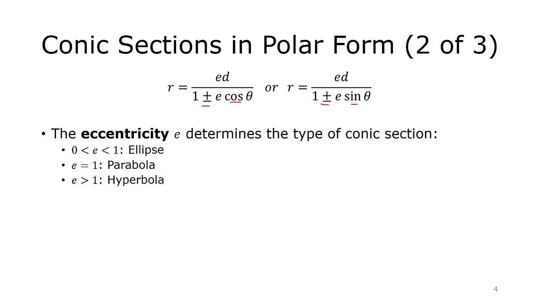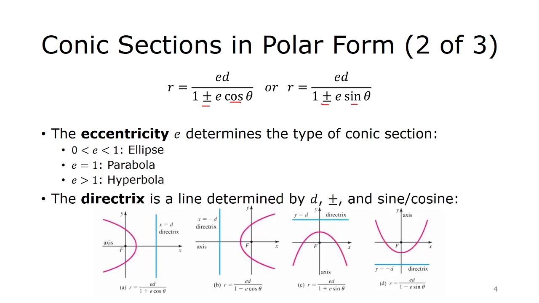We won't go into too much detail about what this eccentricity number means, but it's a ratio of measurements between the focus to the curve and the directrix to the curve. The directrix being a line that we use to define that eccentricity, and it's determined by the value of d in the formula above, whether you're using a plus or minus, and whether you're using a sine or a cosine.